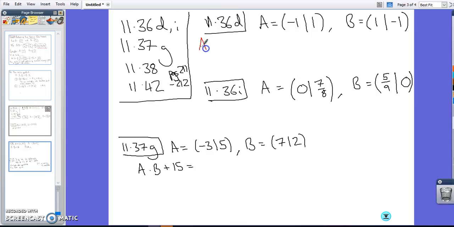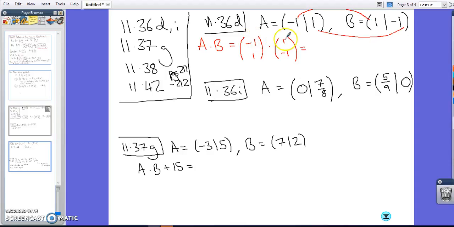11.36 asks us to calculate A dot B for a series of vectors. So in this case we have A is -1, 1 and B is 1, -1. Now these are written as row vectors, but as we talked about in class, they can also be written as column vectors for the purpose of multiplication. I think it makes it slightly easier. Of course, you can just do it on the row where you multiply the first component by the first and the second by the second, and that be that, but I quite like doing it this way.